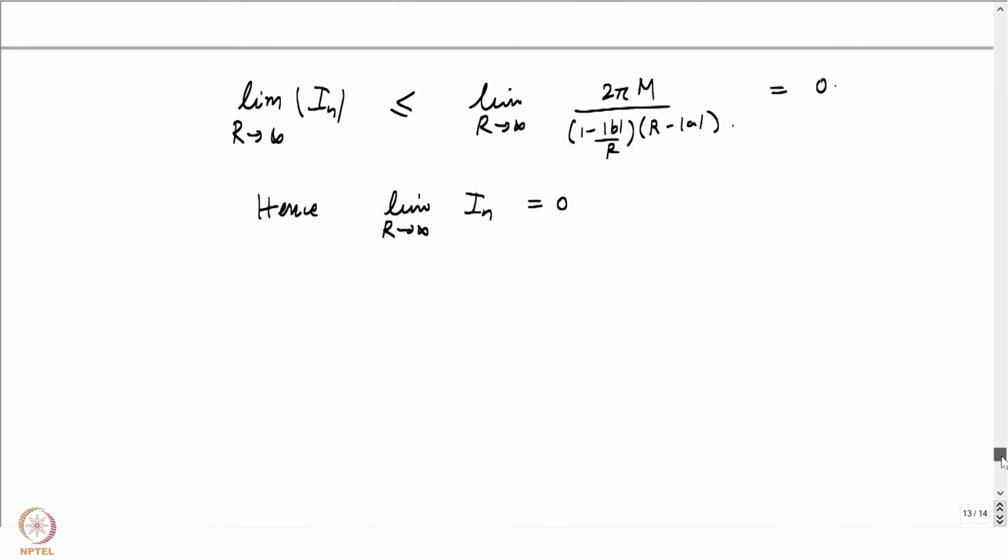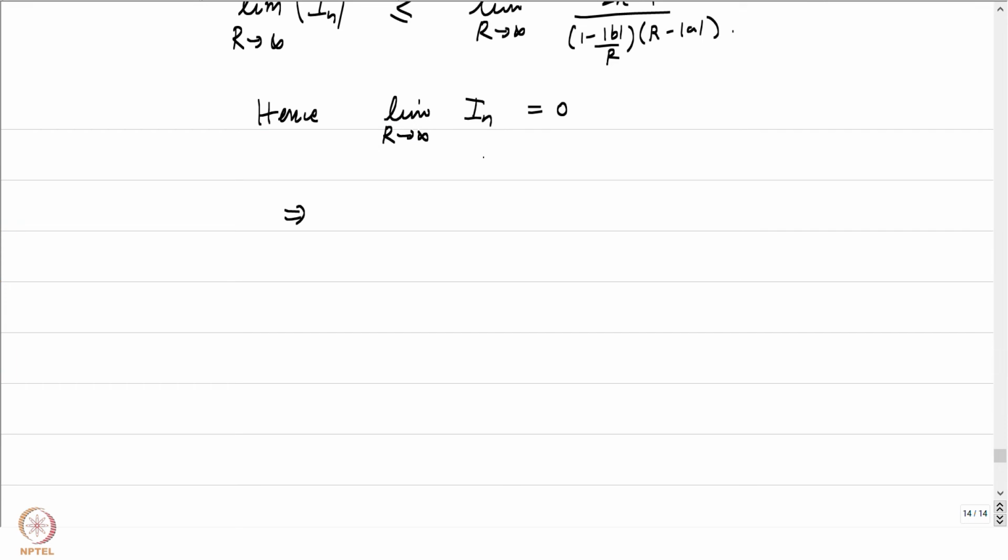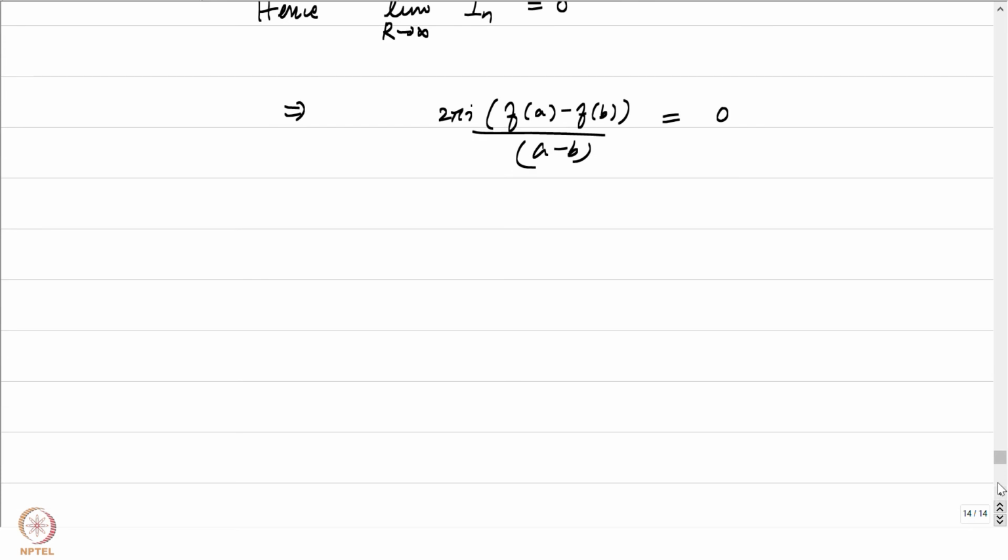If you notice, this implies that at every stage I_n is 2 pi i times (f of a minus f of b) by (a minus b), and we have just checked that this is equal to 0 for all a and b. So once you fix a and b, this is always going to be satisfied. This implies that f of a is equal to f of b.